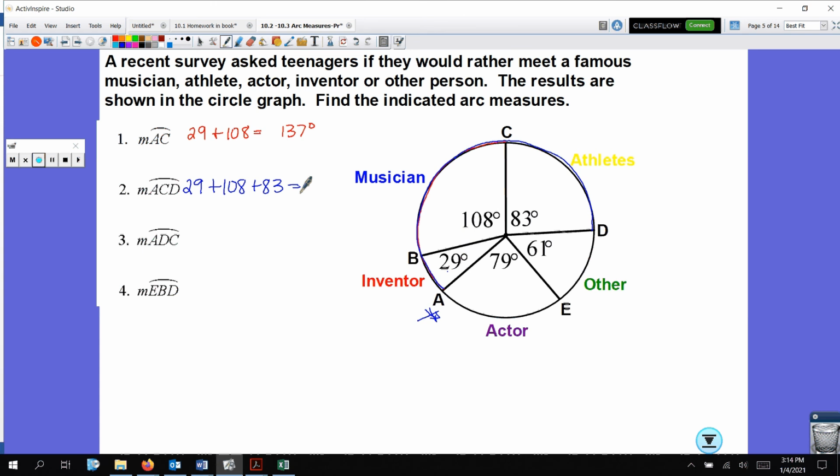Okay, when I add those together, I get 220 degrees. Oh, excuse me, okay, so that was inventor, musician, and athlete. All right, next, number three, I have another major arc or a semicircle, ADC. Now I'm going to go the other way because D is the second letter, so I have to go this way, A, D, C. So now I'm going to take actor plus other plus athletes.